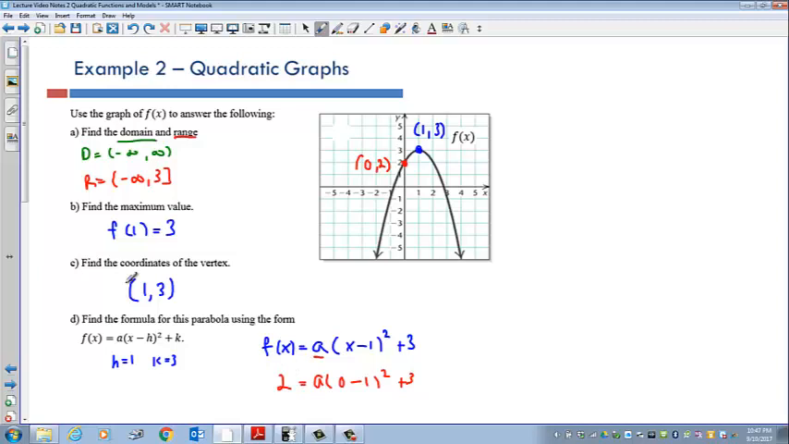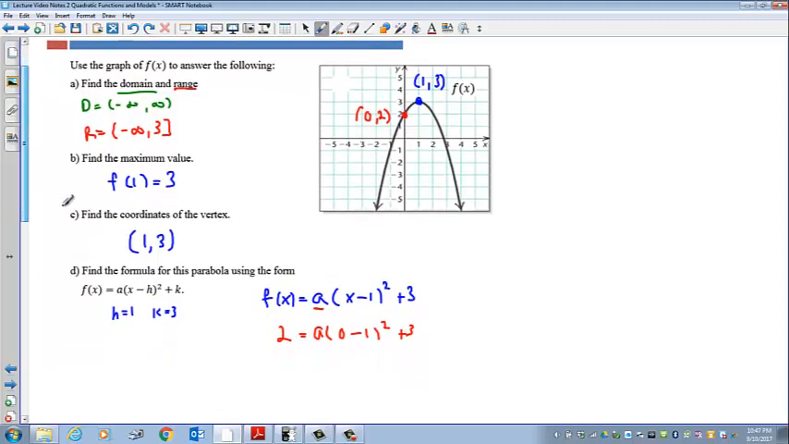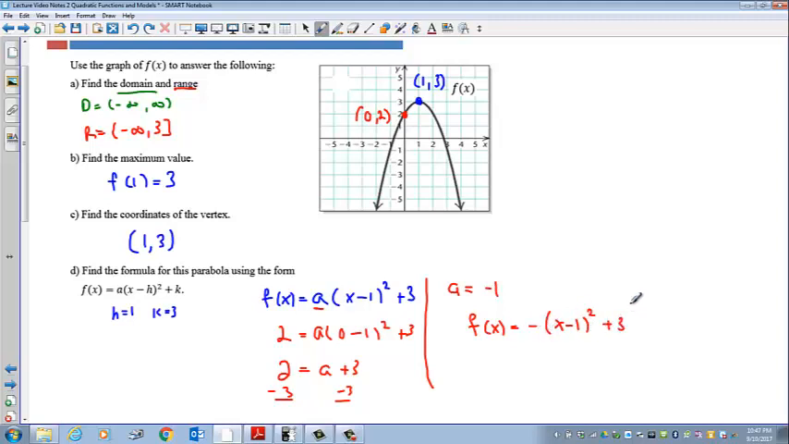And so now we can go ahead and solve this equation, and that'll give us an answer for a. So 2 is equal to, square negative 1 to get back 1, so you just have a plus 3. And then we take away 3 from both sides, and we wind up with a being equal to negative 1. So now we can write down the formula as f of x equals negative (x minus 1) quantity squared. You can put negative 1 there for a if you want, but negative's fine. And you add 3 to it. Right, and that's my answer.